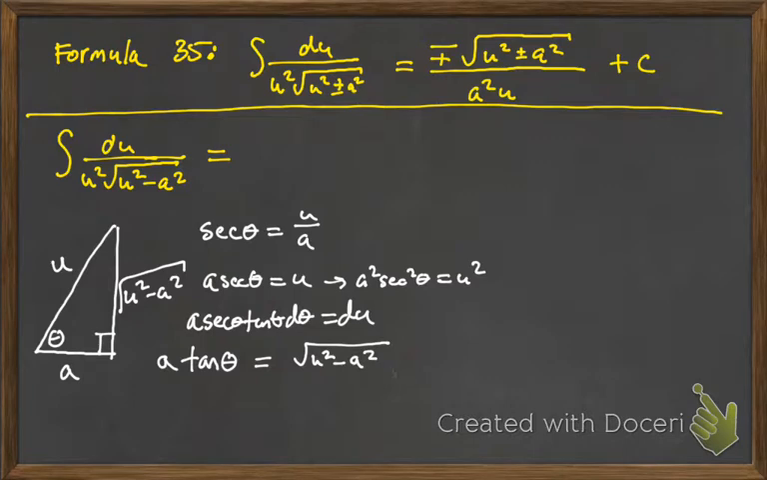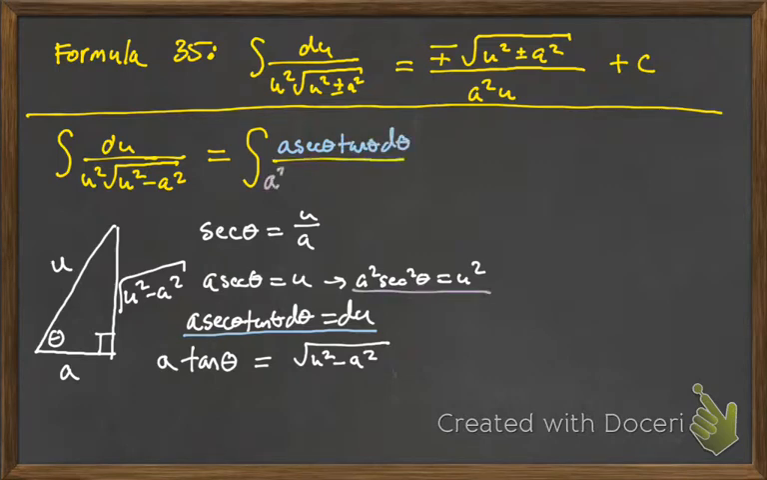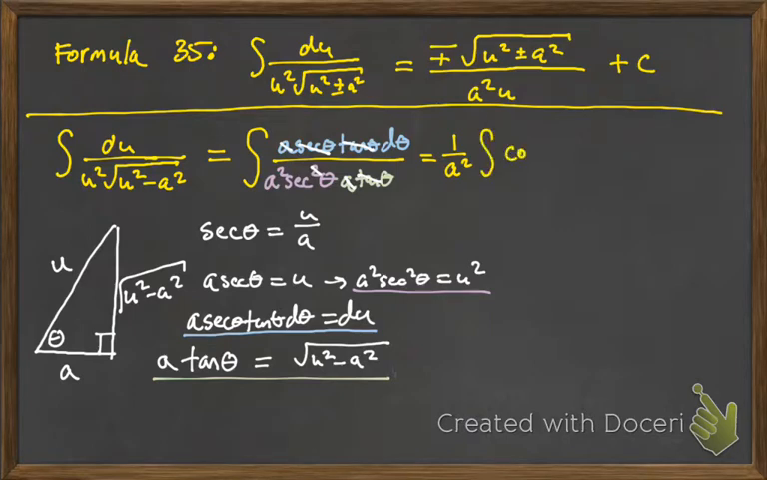Okay, so we've got everything we need, so we'll replace that du with a secant theta tangent theta d theta. We can replace the u squared with a squared secant squared theta, and we can replace the square root of u squared minus a squared with a tangent of theta. Okay, so things will simplify down. We can absorb an a, so we'll have an a squared in the denominator. We can absorb a tangent of theta, and we can absorb a secant of theta. So we have 1 over secant of theta, which is cosine of theta, d theta.